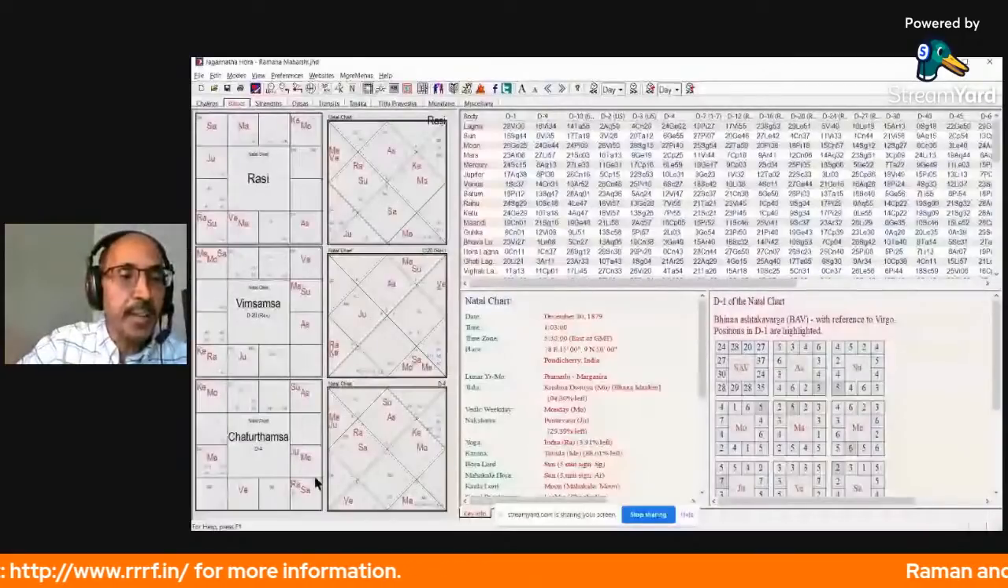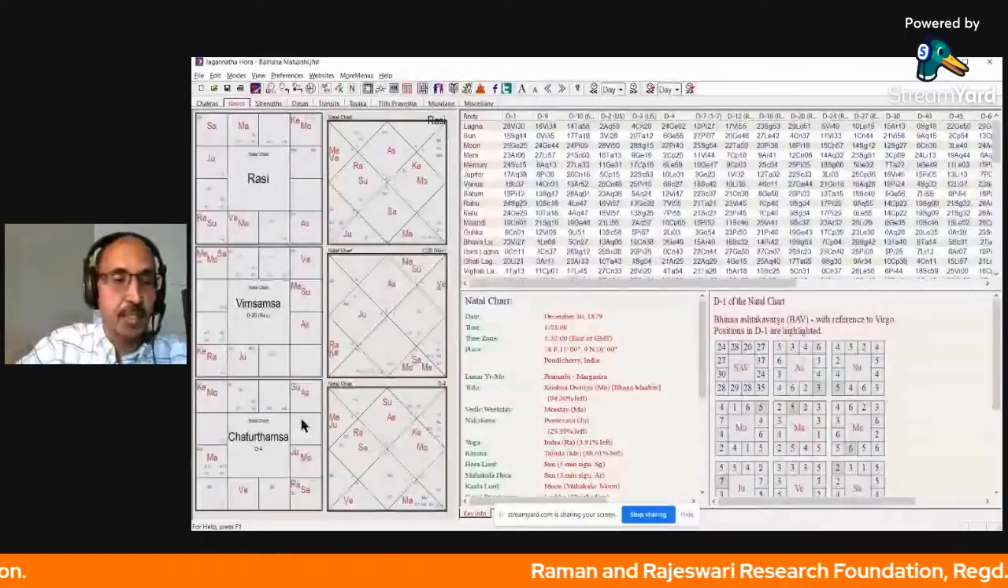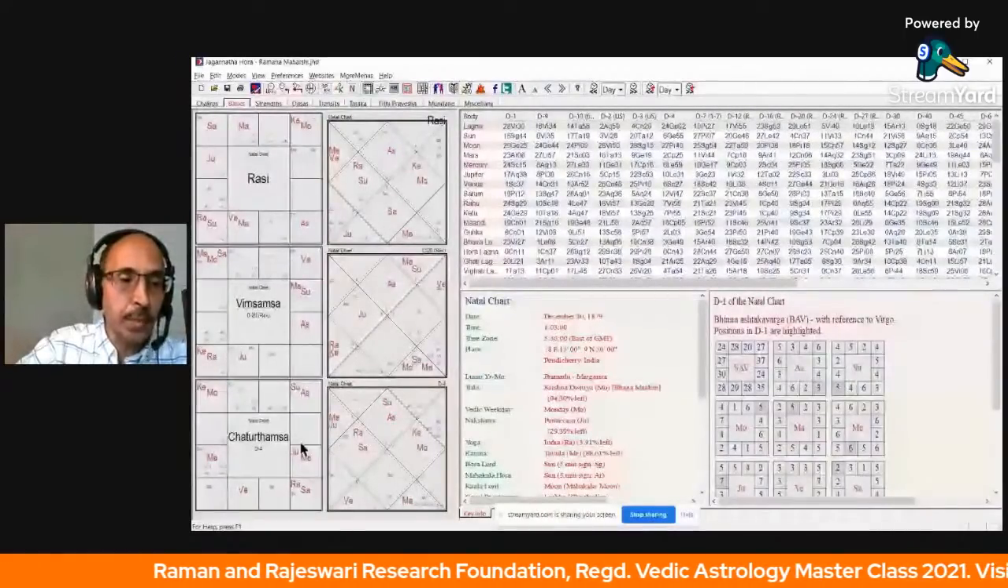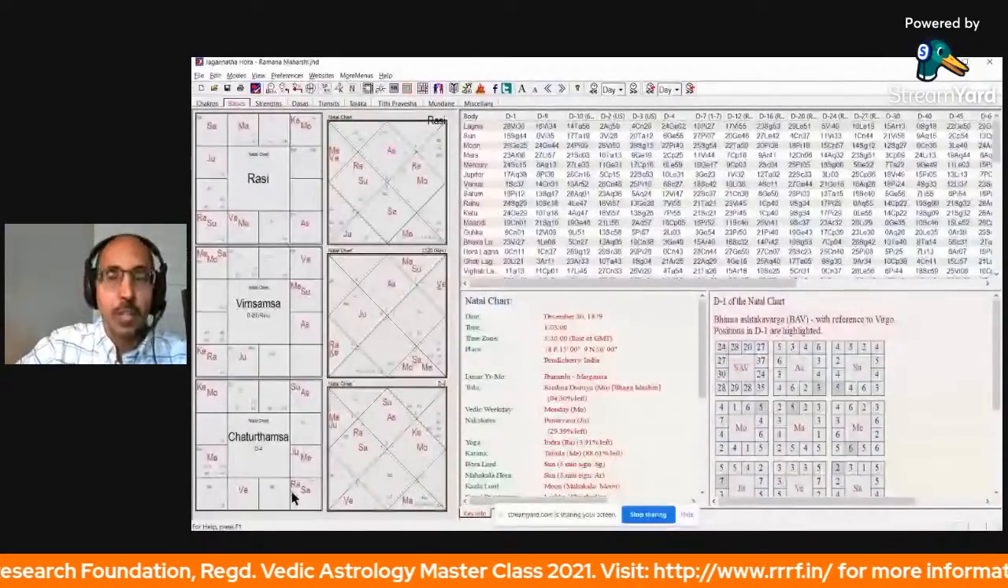And if you look at the Chaturthamsa chart, which shows your residence, your house, the Jupiter Moon combination is in the third house. The fourth lord Mercury is in the third house, which shows loss of home, because the fourth house is the house of your residence.